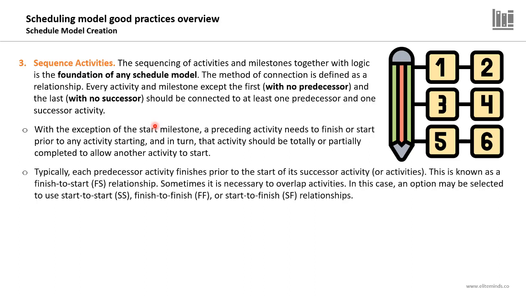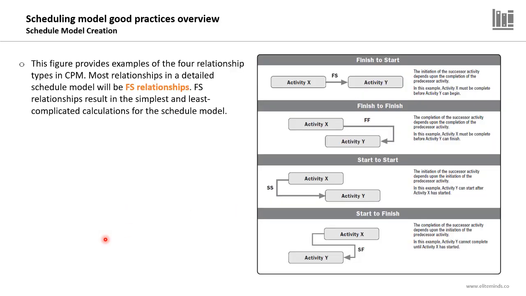Typically, each predecessor activity finishes prior to the start of its successor activity, and this is the most popular or the most commonly used logical relationship, known as the finish to start relationship, FS relationship. The predecessor should finish before the successor can start. Sometimes it's necessary to overlap activities, and in this case, an option may be selected to use a start to start relationship, a finish to finish, or a start to finish relationship. And shortly I will show you examples.